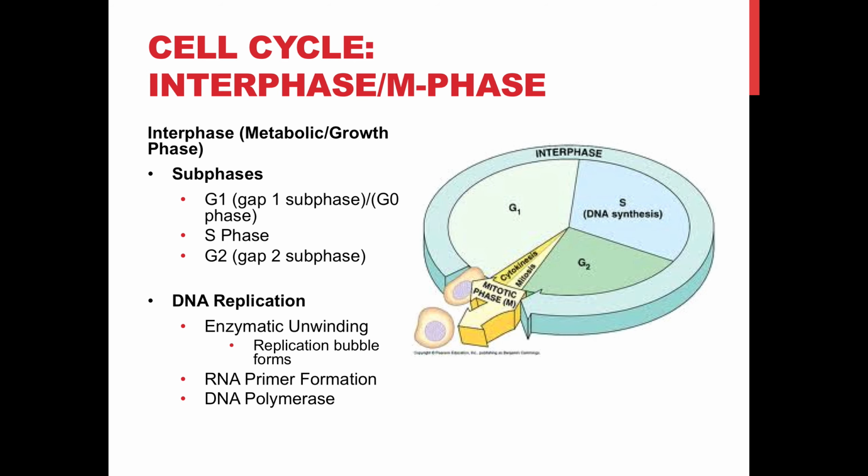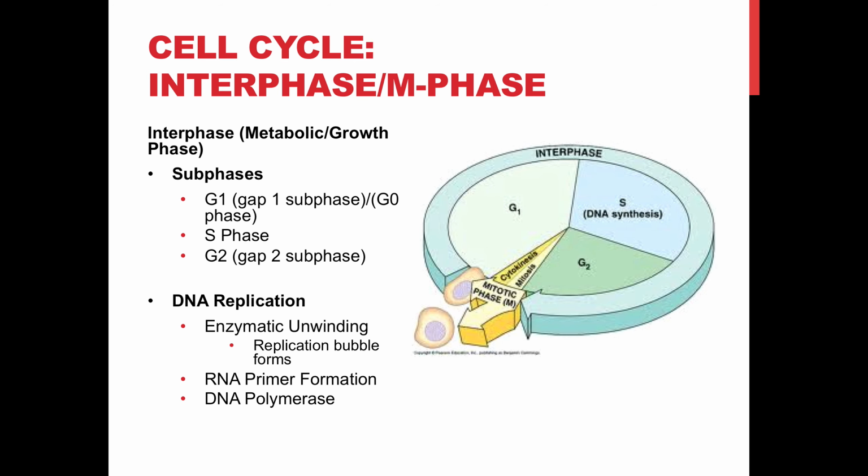So the first subphase is G1, or Gap 1 subphase. The cell is metabolically active, synthesizing proteins rapidly and growing vigorously. And you can see this in figure 3.31, which is pretty much like the figure we have in the PowerPoint. This is the most variable phase in terms of length. So what this means is cells that divide often will have a very short G1 phase. Cells that rarely divide will have a very long G1 phase.